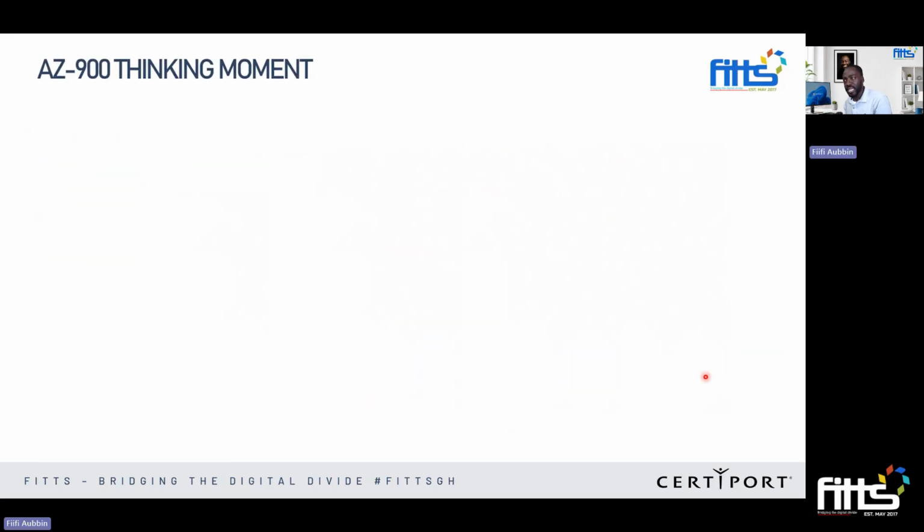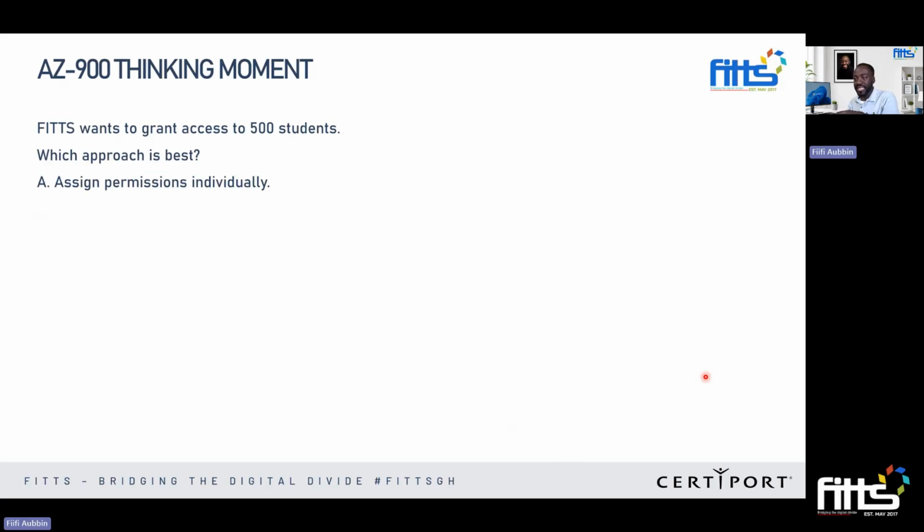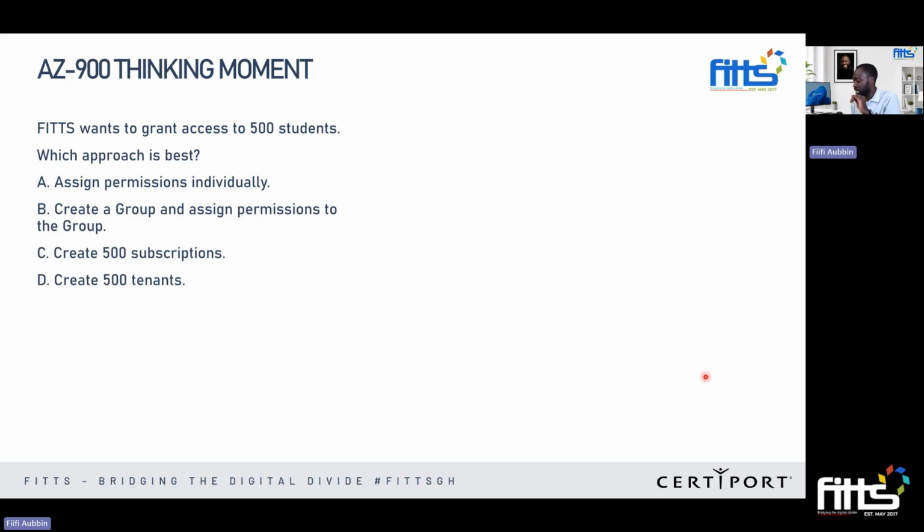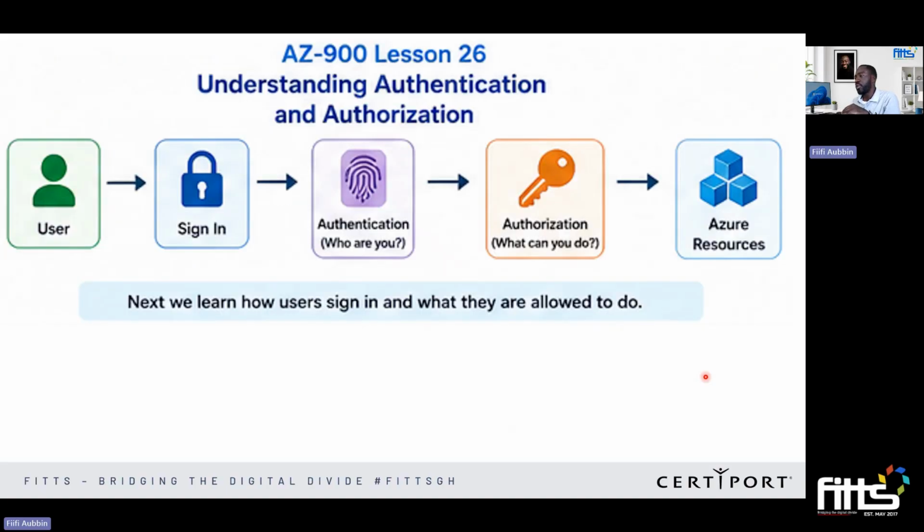So let's look at AZ-900, thinking moment. FIT wants to grant access to 400 students. Which approach is best? Are you going to assign the permissions individually? Probably not. Create a group and assign permissions to the group? Yes, of course. Create 500 subscriptions? No, that'll be too much work and too much cost. Create 500 tenants? No. So the answer here is B. You create a group and assign permission to the group.